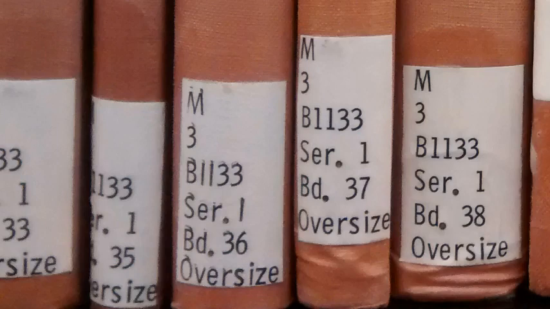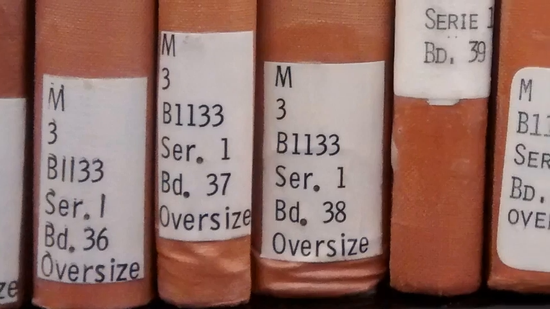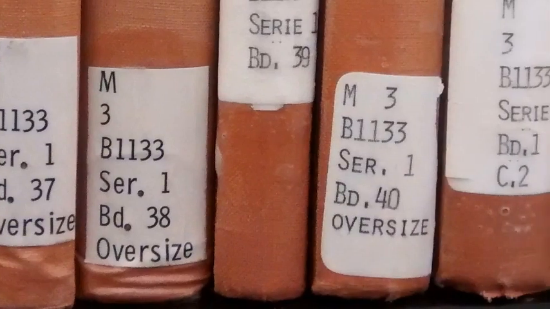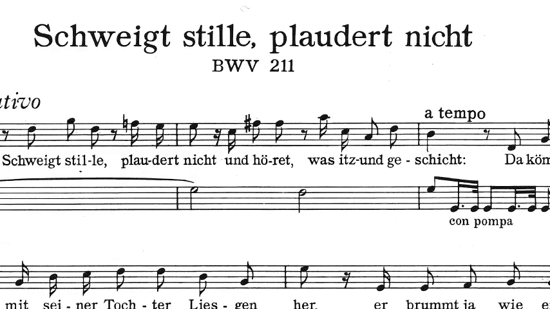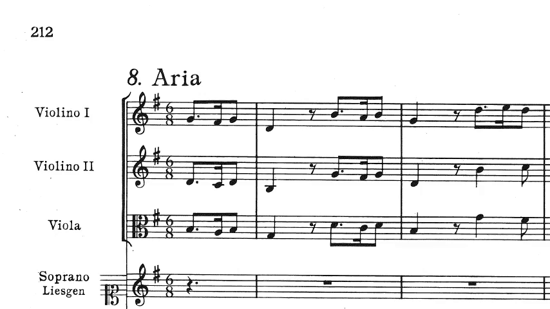We go to the shelf, we find the Neue Bach Ausgabe, locate Series 1, find Volume 40. And on page 195, we find our cantata. On page 212, we locate our aria, Heute noch.